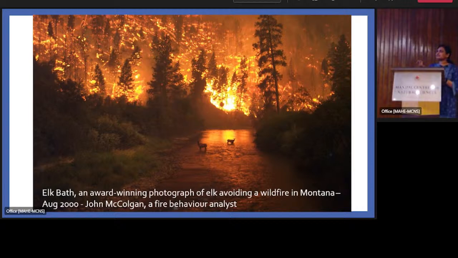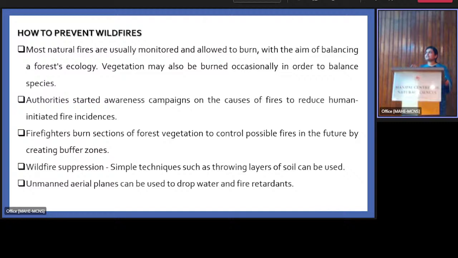So, how to prevent? Now, some natural fires are usually monitored and allowed to burn with the aim of balancing forest ecology. Vegetation may also be burned occasionally in order to balance species. Sometimes firefighters burn sections of forest vegetation to control possible fires.